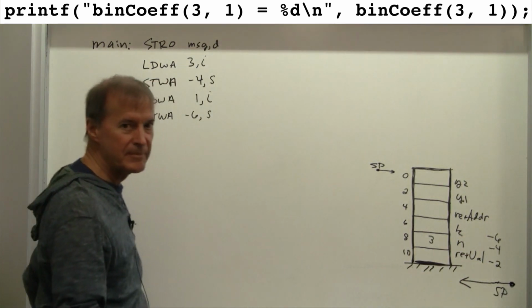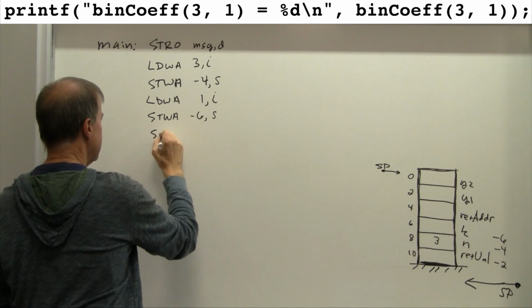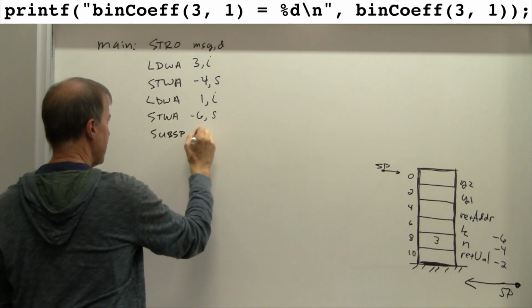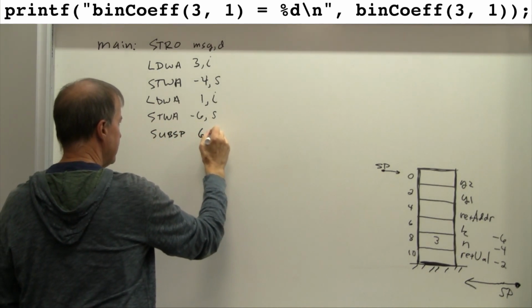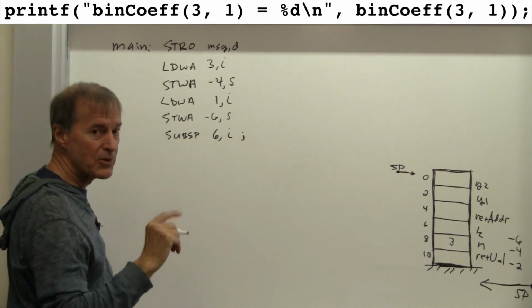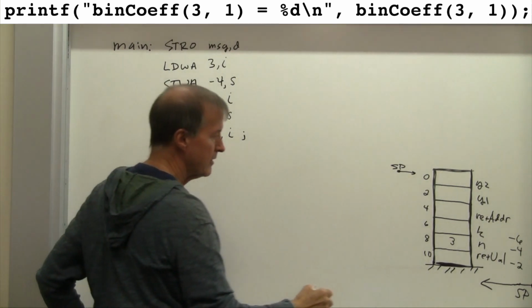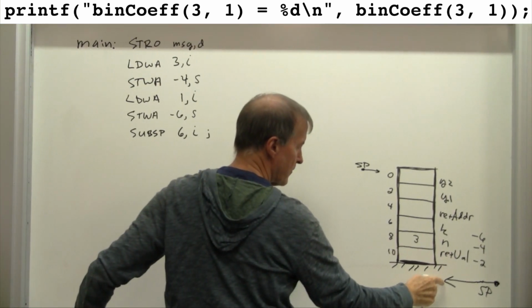So now what do we do? Sub SP by how much? Sub SP by 6, addressing mode? Immediate. Now this, what are we doing? Well, and we need trace tags here. What are we literally doing?